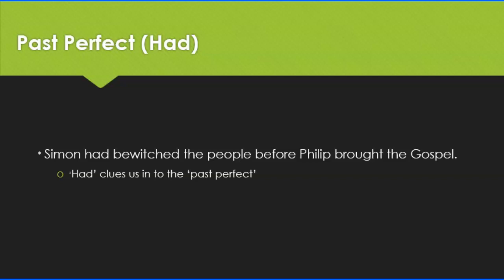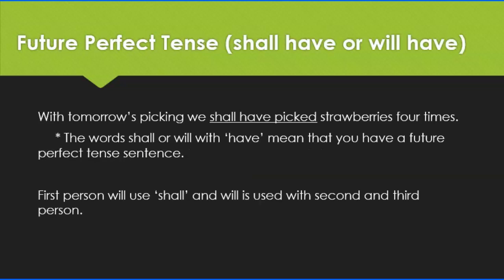But think about how Simon had bewitched the people before Philip brought the gospel, but it could still be going on. So that's what past perfect is going to do. It's kind of moving you between temporal time periods. Just think in science fiction terms that you could be kind of changing time periods. Future perfect is going to use the word shall or will, and those get also added in as clue words.